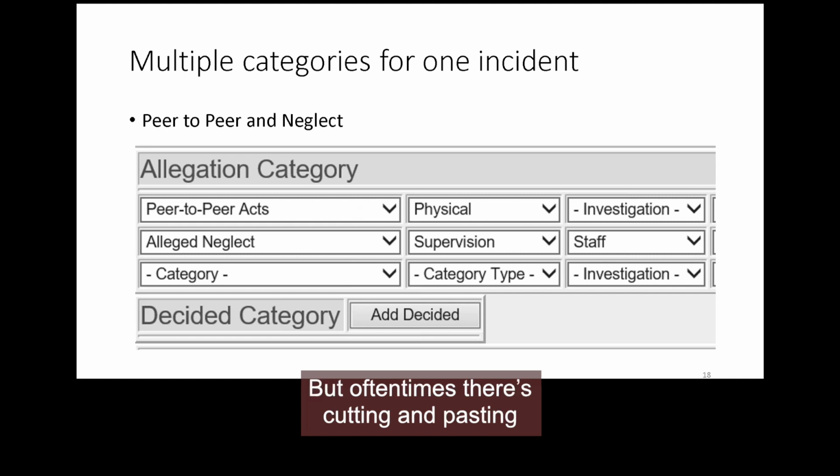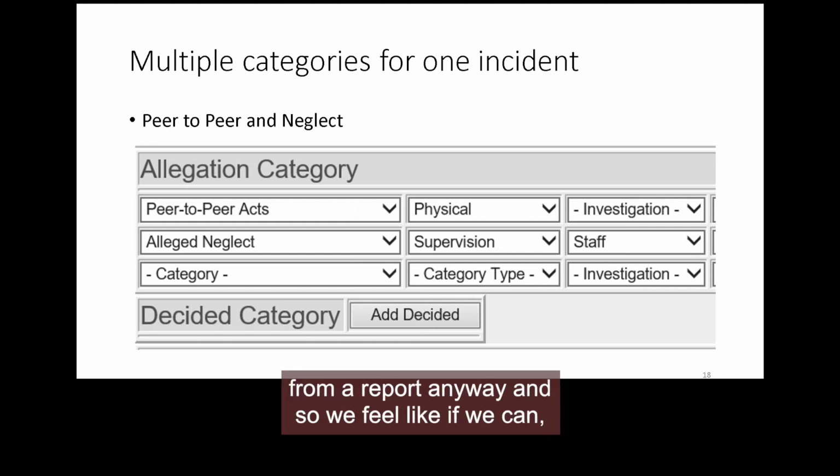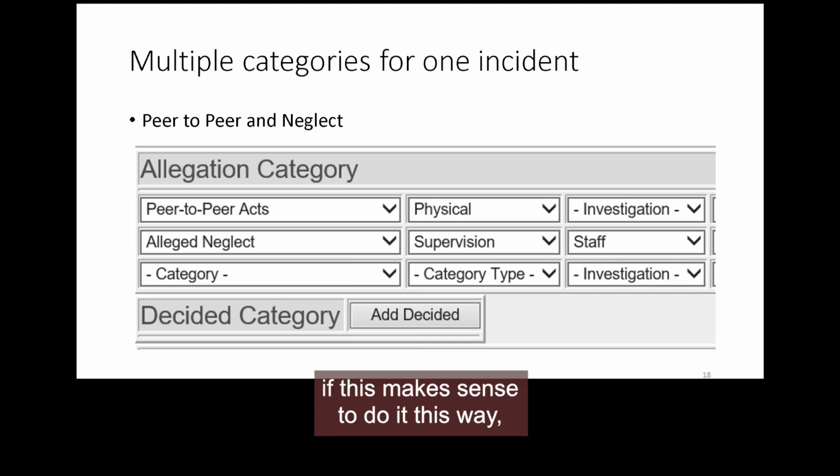But oftentimes there's cutting and pasting from a report anyway. And so we feel like if this makes sense to do it this way, to have one MUI with multiple categories, then that's the reason for this change.